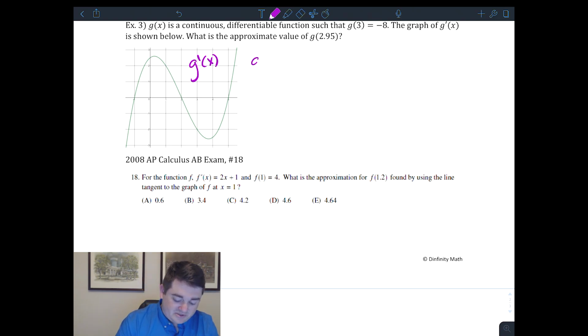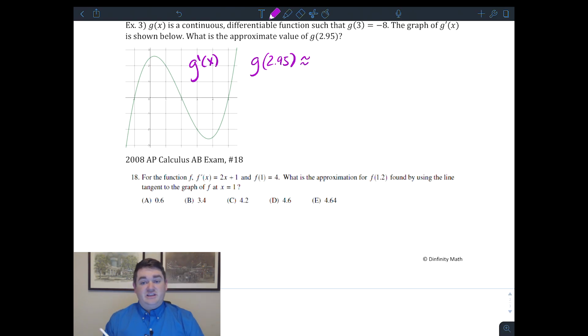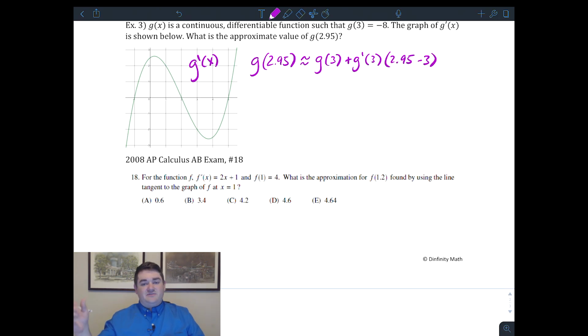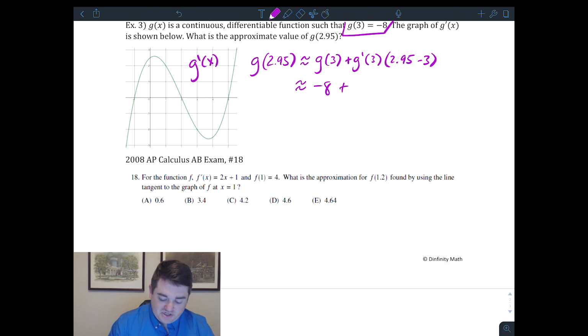So using linear approximation, I know g of 2.95 is going to be approximately, I guess my nearby friendly value is 3. So g of 3 plus g prime of 3 times 2.95 minus 3. And now we just have to piece this together and plug all the pieces into place. For example, g of 3 was given in the problem to be negative 8, plus g prime of 3 times negative 0.05. Well, this is a little bit tricky because how do I know g prime of 3?